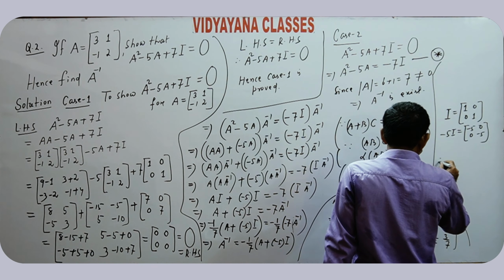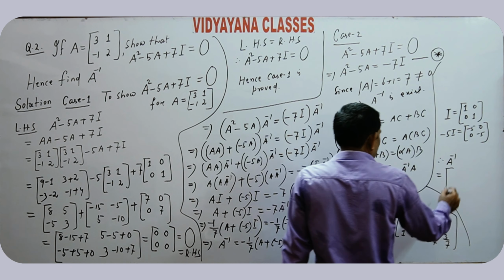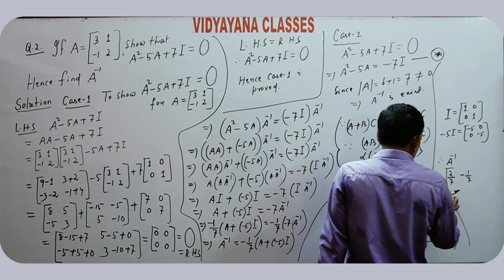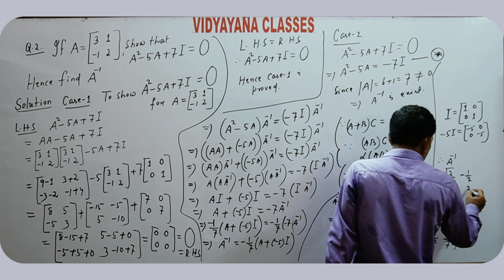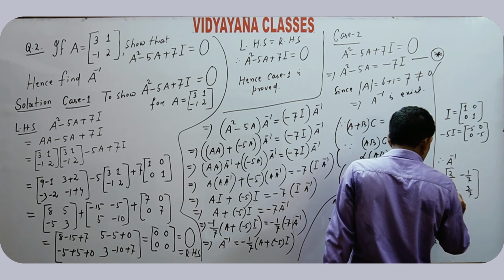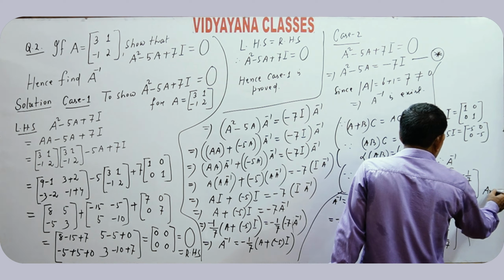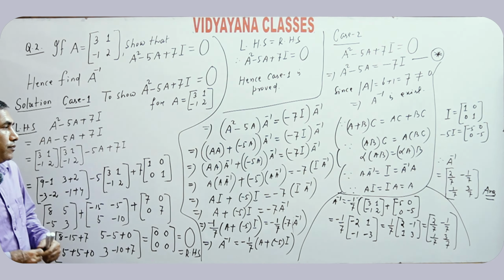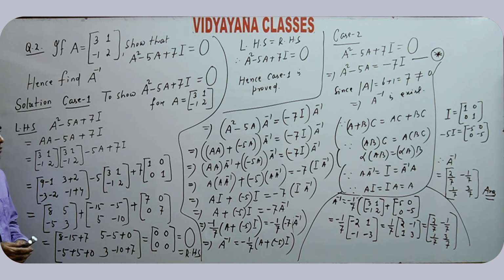Therefore, A inverse is equal to 2 by 7, minus 1 by 7, 1 by 7 and 3 by 7 is the answer. Clear? Are we clear? Okay. Note down.